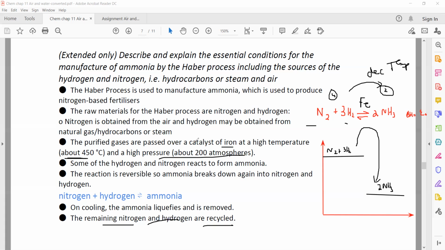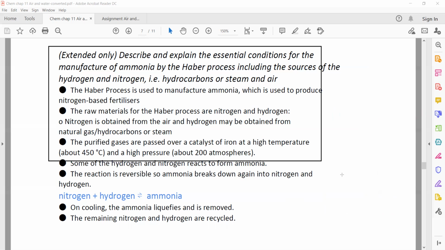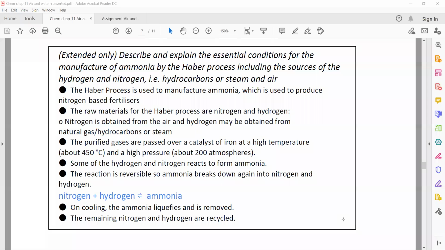Is it clear? The manufacture of ammonia by Haber's process. Any doubt in this? So copy this one: the manufacture of ammonia by Haber's process. Okay, now questions related to this.